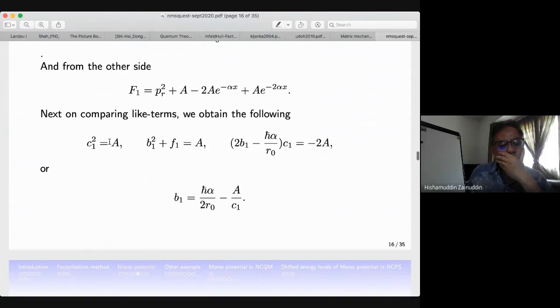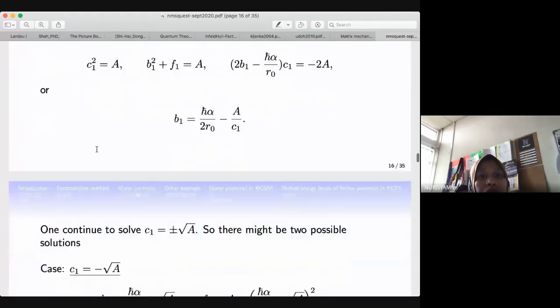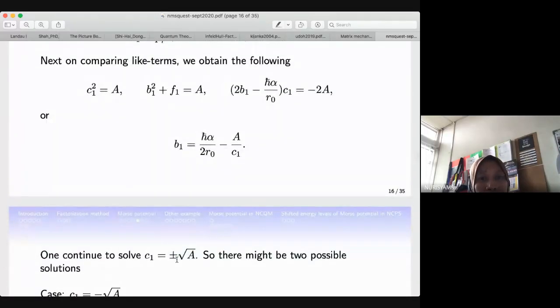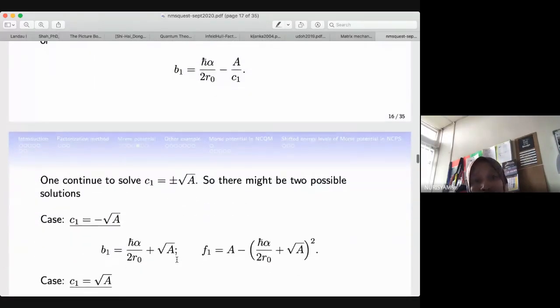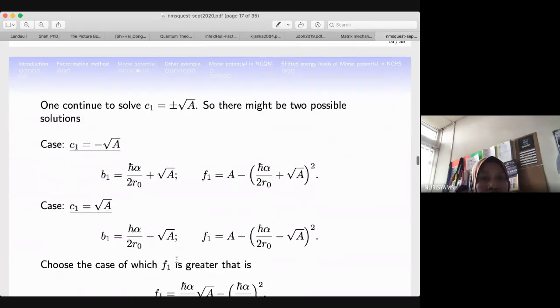But in this form, you have to be critical about what value you can take. C1 here would give you plus or minus the square root of A, so there might be two possible solutions: one is the negative, and the other is positive. You can write both for B1, so you can find the exact form of at least B1 and F1, and similarly for the other case.